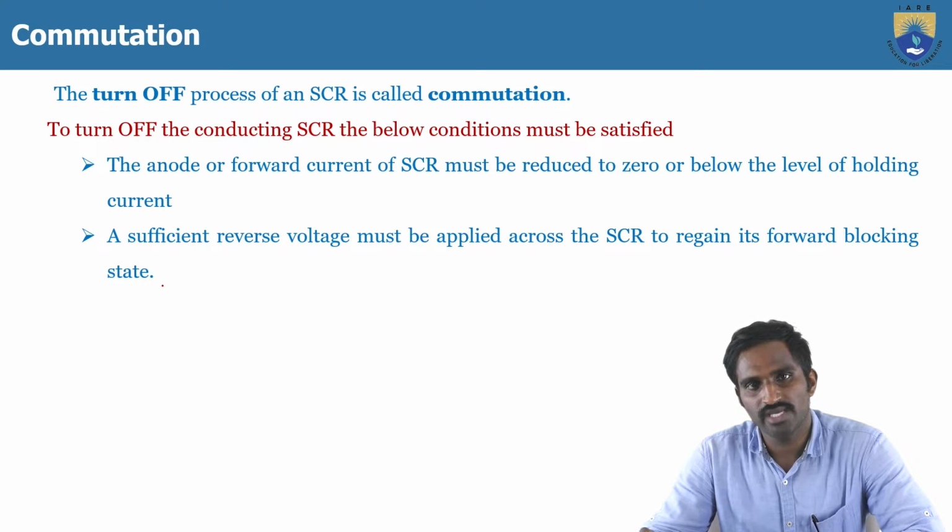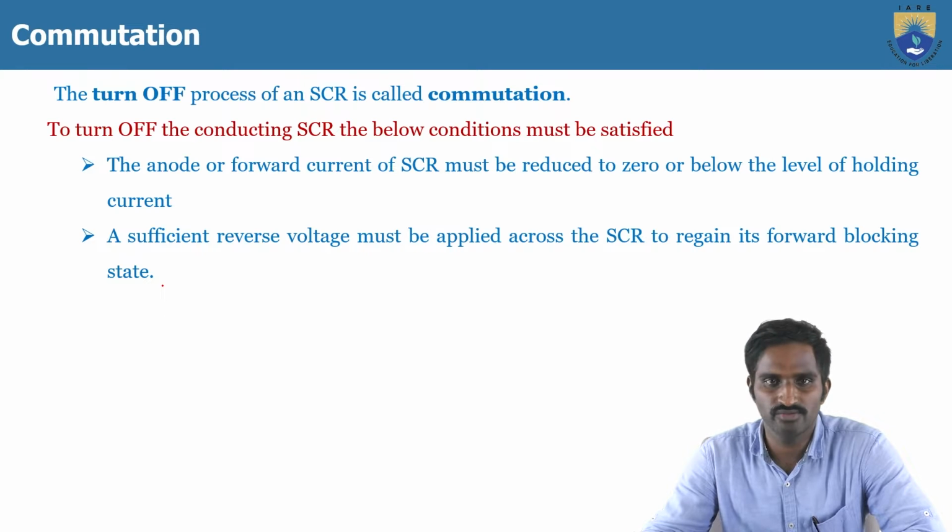Actually, as we know, the SCR is a semi-controlled device. Which means we can only control the turn on, but we cannot control the turn off by using the gate signal. So by means of some extra circuit, we should turn off the thyristor, because the thyristor itself doesn't have the capability to turn off by itself. Here the commutation is nothing but the process of turning off an SCR.